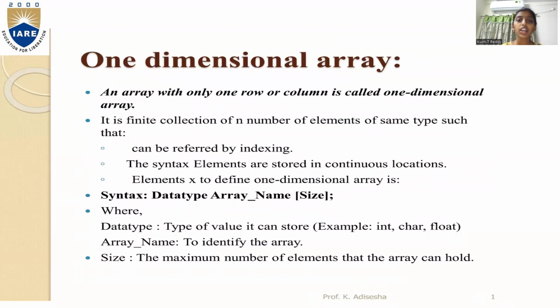An array with one row or one column is called a one-dimensional array. It is a finite collection of n number of elements of same type such that it can be referred by indexing. The elements are stored in continuous locations. The syntax to define a one-dimensional array is as follows: data type, array name, and size, where data type is the type of value an array can store.